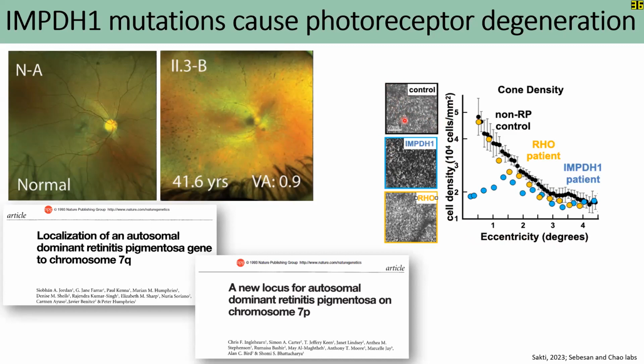And if you look at a control patient or a rhodopsin mutant patient, you see cone preservation near the fovea, and it gets lessened as you go away from the fovea. However, IMPDH is a bit different because we're seeing cones have degenerated in the fovea and are just generally lesser. And this agrees with some other data that shows an early cone ERG deficit with these mutations. And so we think that it's impacting both rods and cones.